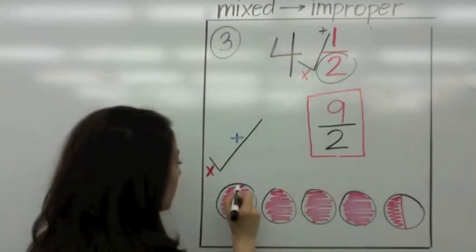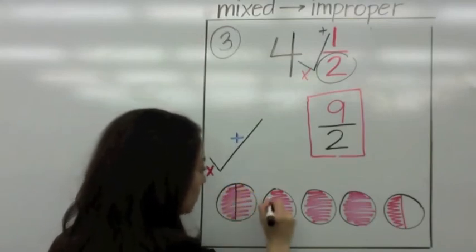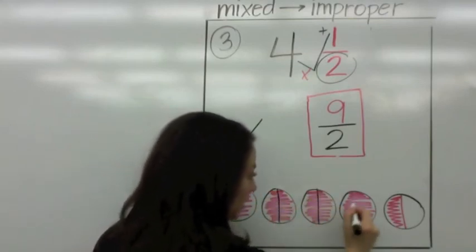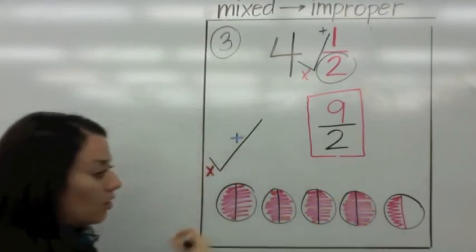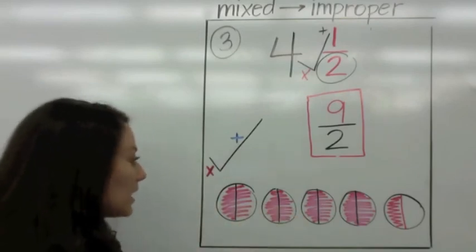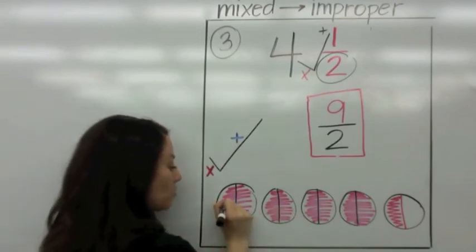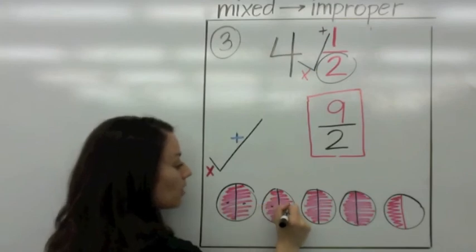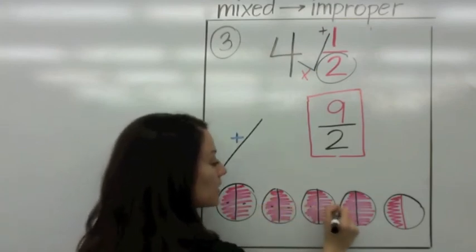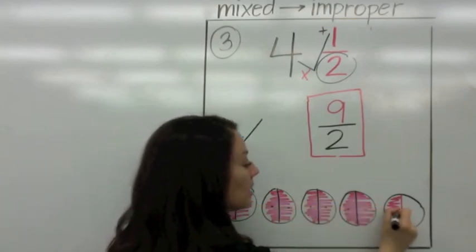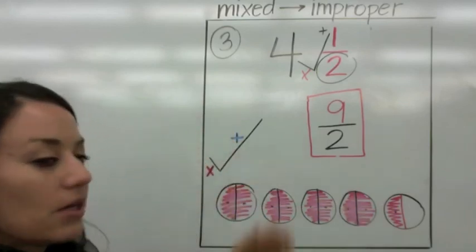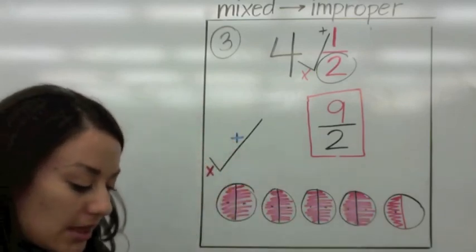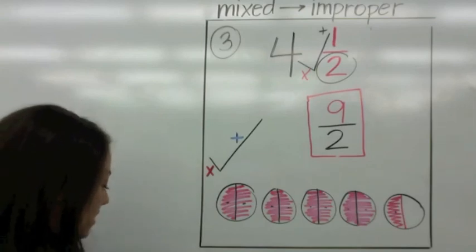Okay. So I'll cut them in half. 1, 2, 3, 4. Okay. I cut all those in half. Now we're going to count the halves. We're going to say there's 1, 2, 3, 4, 5, 6, 7, 8, 9. There are 9 halves in 4 1/2. Okay, go ahead and get that down. And now you're going to try some of these on your own.